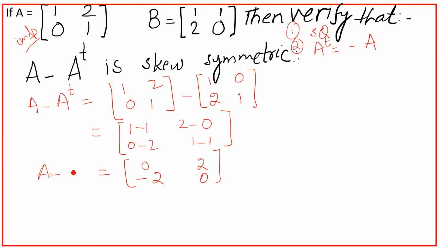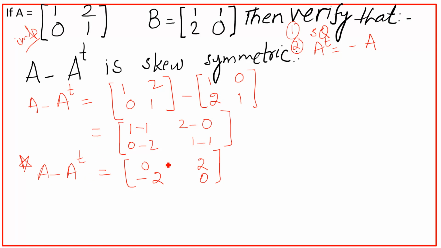Right? So this is A minus A transpose: 0, 2, negative 2 and 0. Now the question starts from here. This is the important point. First, suppose, forget about these things, right? A minus A transpose, we did it. So suppose now this is our matrix and the name of our matrix is A minus A transpose.